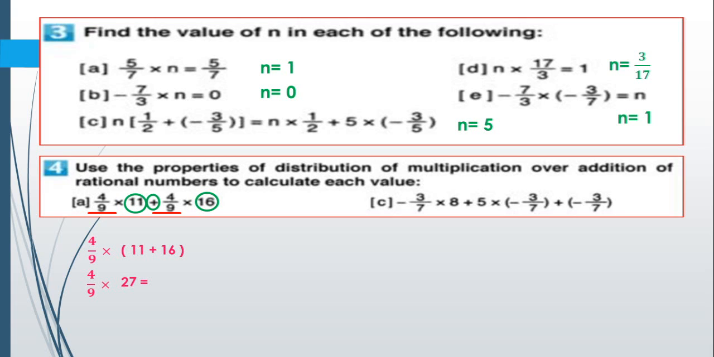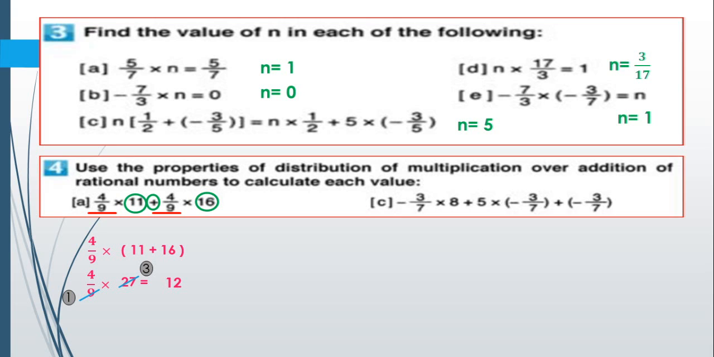4 over 9 times 27, we can simplify this number. 27 divided by 9 equals 3, and 3 times 4 equals 12.